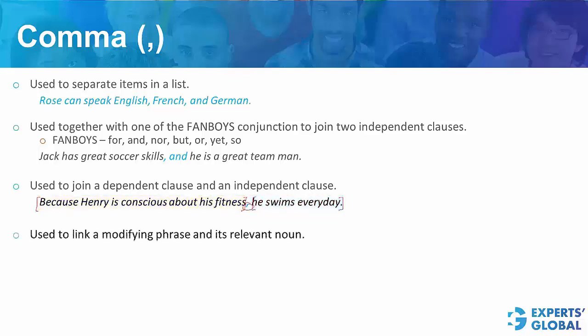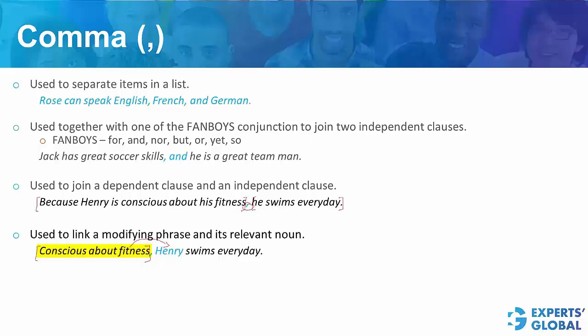Next usage of a comma is to link a modifying phrase with its relevant noun. Very, very important. Look at this example here. From here to here, this is a modifying phrase. This will refer to the noun that comes after the comma. Conscious about fitness, Henry. So, Henry is conscious about fitness. A very, very important construction.